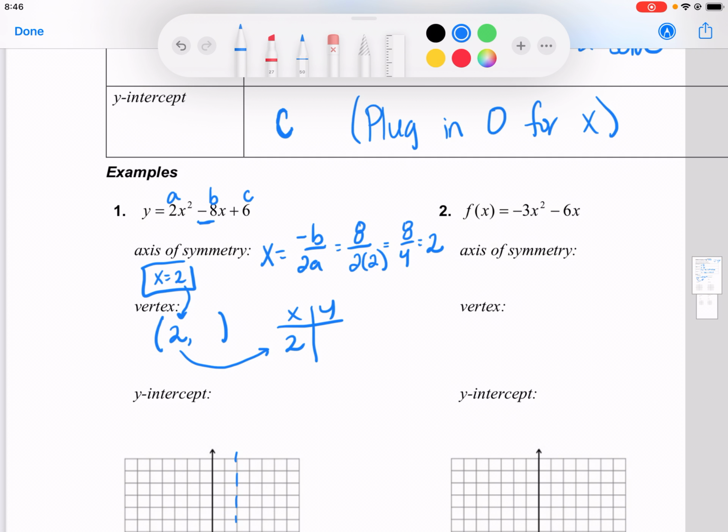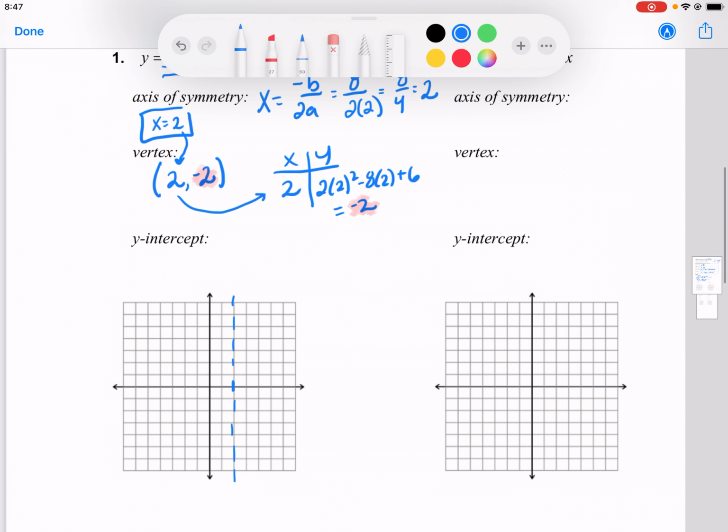So we need to find our y value by plugging in 2 into our equation. So here's our whole equation. So we have 2 times 2 squared minus 8 times 2 plus 6. You can do that in your head. You can type it in. And when you get your answer, you should get negative 2. So I'm going to put that number in for our y value. So if I go back to my graph, I'd go to the coordinate 2, negative 2, and I'd draw a coordinate right there.